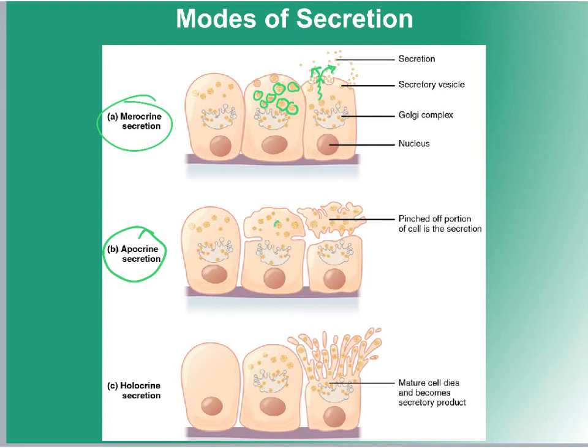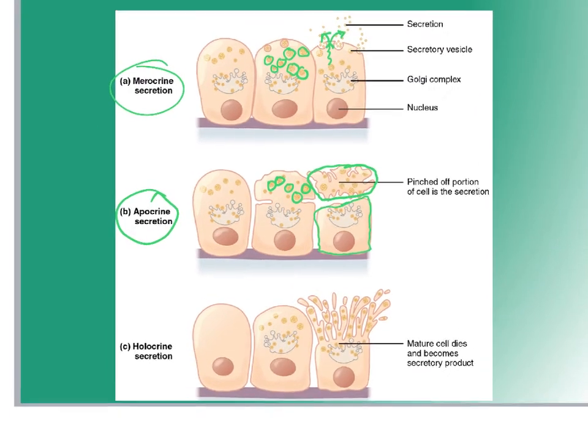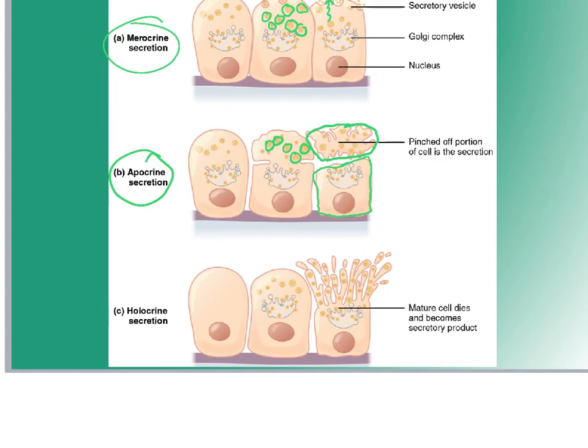The cell makes the product, packages the product in vesicles, but when it comes time for the product to leave the cell, the entire apical surface of the cell ruptures and is lost with the secretion. So some cytoplasm is lost, but if you look, all the organelles still remain intact, so these cells can continue to secrete another time.